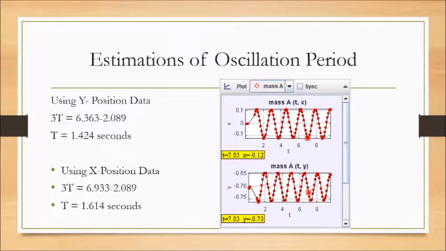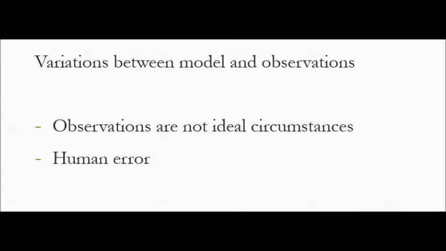The plots shown here are the x and y position values over time. These values were used to estimate the period of the oscillation for the mass. The period was estimated using both the x position and y position data. Ideally, the values would be the same.